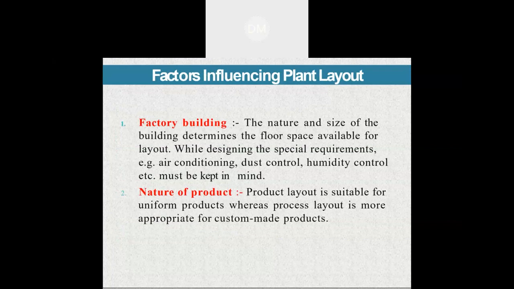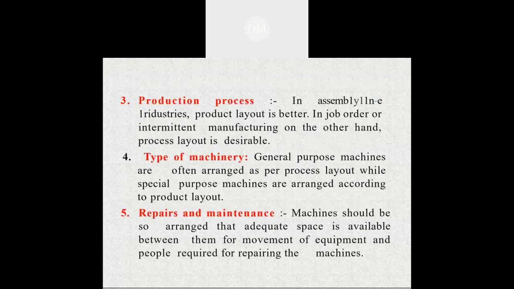Then factors influencing plant layout: the factory building. So structure of factory building, air condition, dust control, humidity control must be kept in mind at the time of designing. Then nature of product. So product layout is suitable for uniform products. Process layout is more appropriate for custom-made products. So nature of product. Then production process, type of machinery. So type of machinery depends upon the product category.